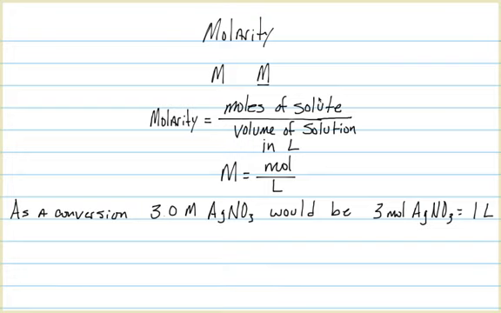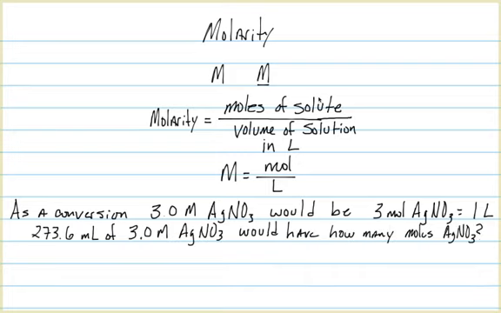We could also go down. 0.3 moles of silver nitrate would have a volume in a solution of 100 milliliters or 0.1 liters. Again, a 3-to-1 ratio. To see how it's used in a conversion, let's say we have 273.6 milliliters of 3 molar silver nitrate. We would have how many moles of silver nitrate?